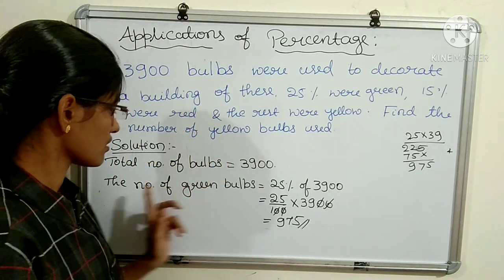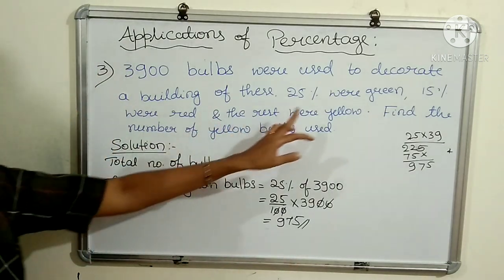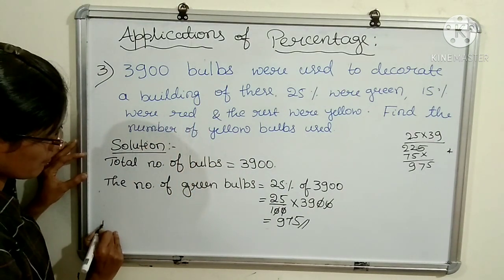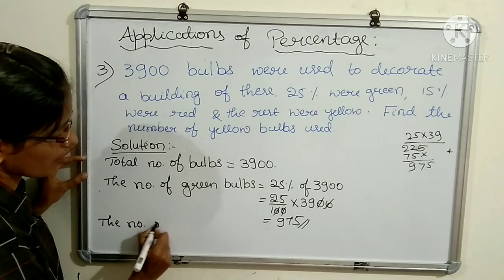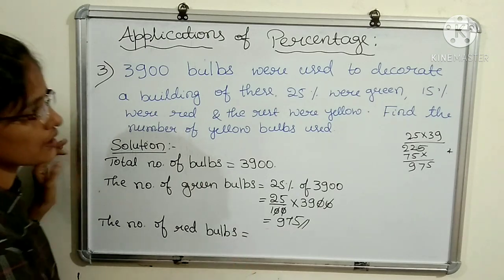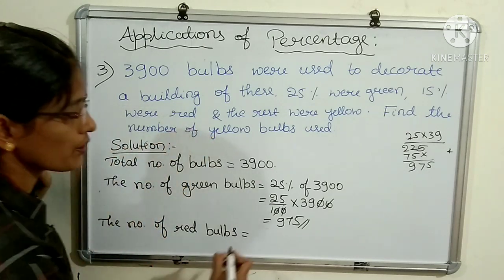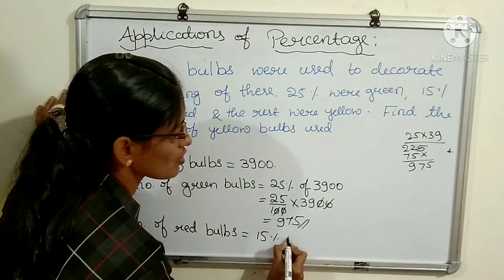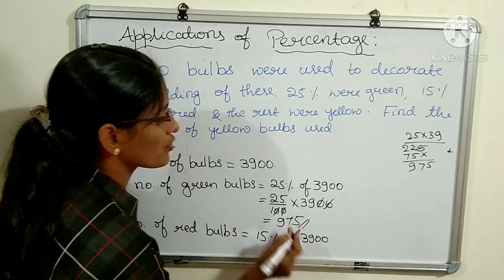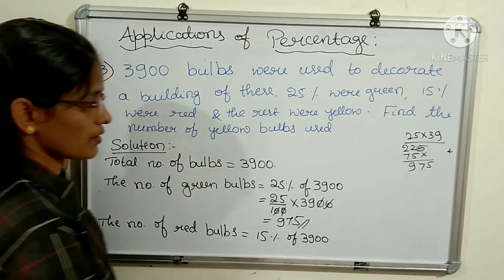What is this, students? This is the number of green bulbs. How much? 975. Likewise, we have to find the number of red bulbs. Here in this question, 15% red bulbs. So 15% of total number of bulbs. How much? 3,900. Out of this 3,900, 15% were what? Red bulbs.